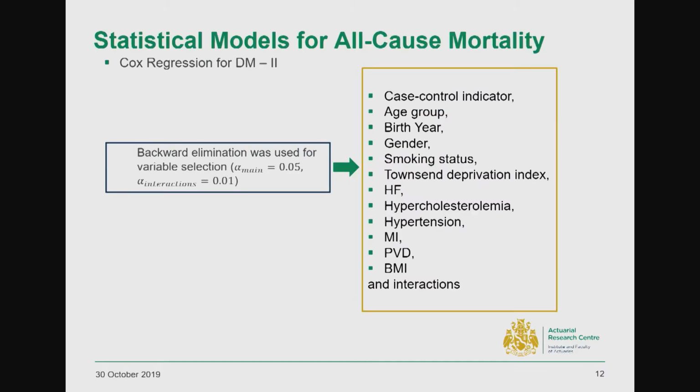With all the variables that I mentioned earlier, after running our Cox regression, we had to select the variables which were significant for the model. So we used backward elimination. For the main effects, we used a significance level of 5%, and for the interactions, we used 1%.